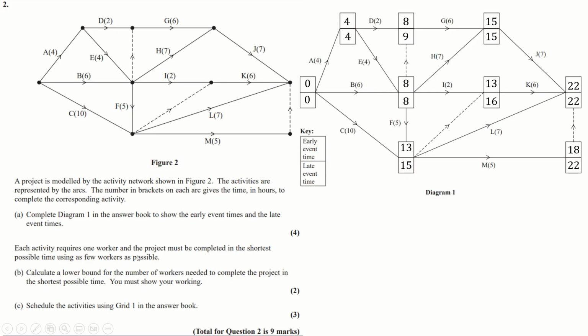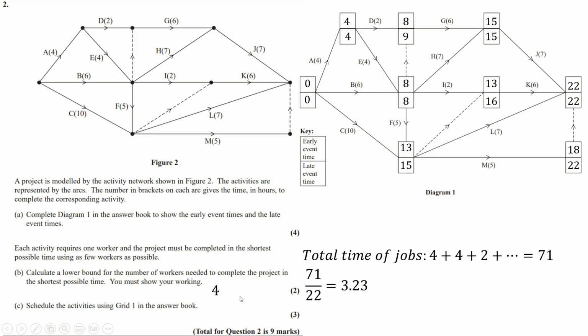Each activity requires one worker, and products finished in the shortest possible time, obviously. Calculate the lower bound. Well, you just have to add up how long all the jobs are, so 4 plus 6 plus 4 plus 2 plus 10 plus 5, and so on, you get 71. Usually it just gives you that information, but you just have to sit there and type it into a calculator. It takes 22 days or whatever. Is this in hours or days? In hours, apparently. So we just have to do 71 divided by 22 to find 3.2, rounded up to say that 4 workers will be required.